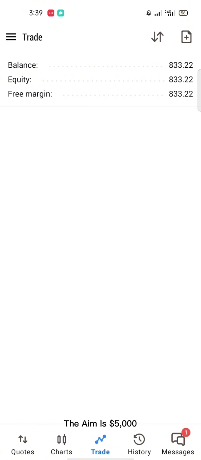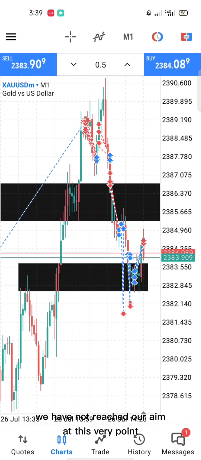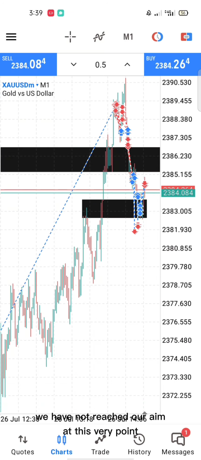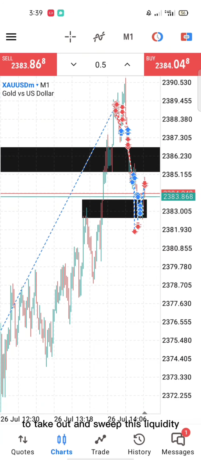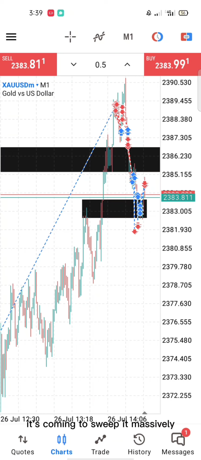The aim of this trade is from $50 to $5,000 and currently we are up $833.22 in the very trade. We have not reached our target. At the very point, this trade is coming down to take out and sweep this liquidity. It's coming to sweep it massively.